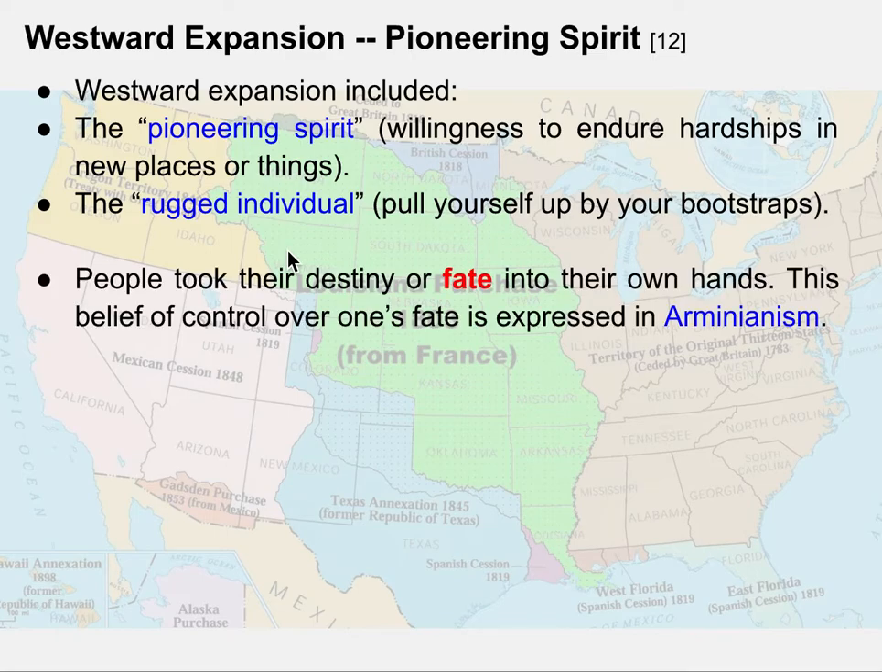And the big note to take away from this is that people took their destiny or fate into their own hands. This belief of control over one's fate is expressed in Arminianism.